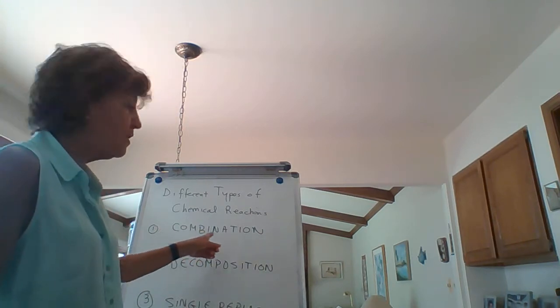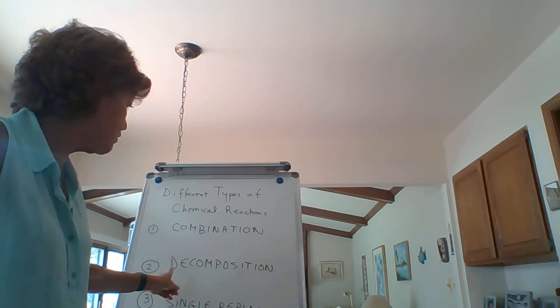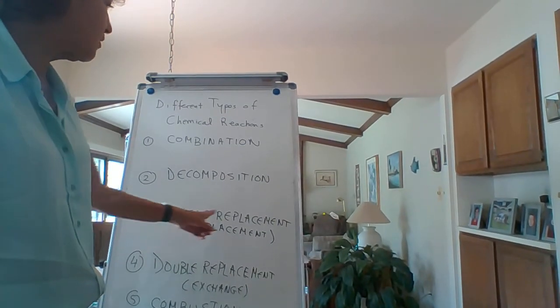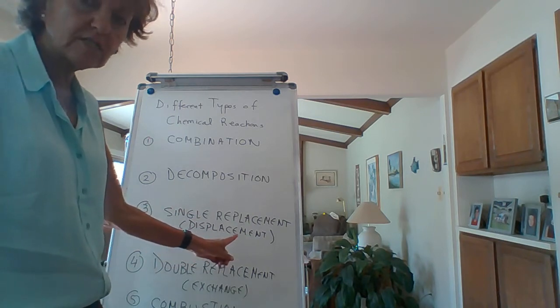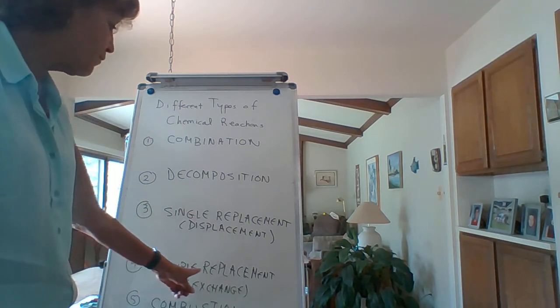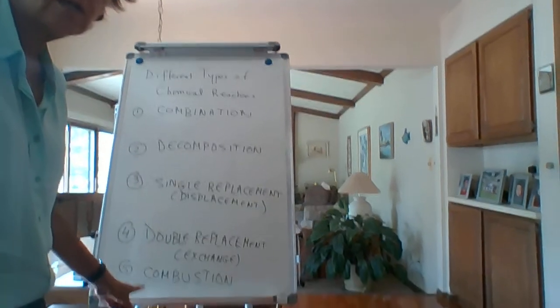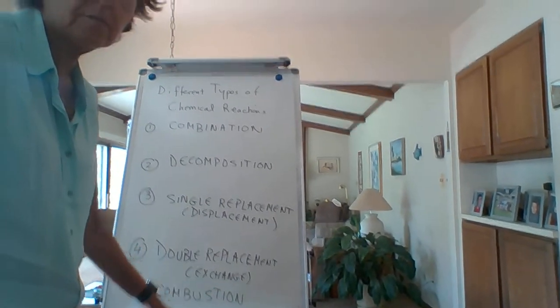Number 1, combination. Number 2, decomposition. Number 3, single replacement, or sometimes it's called displacement. Number 4, double replacement, and it's also called exchange. And then number 5, combustion.